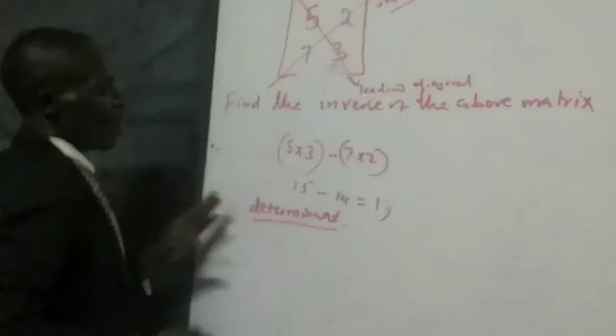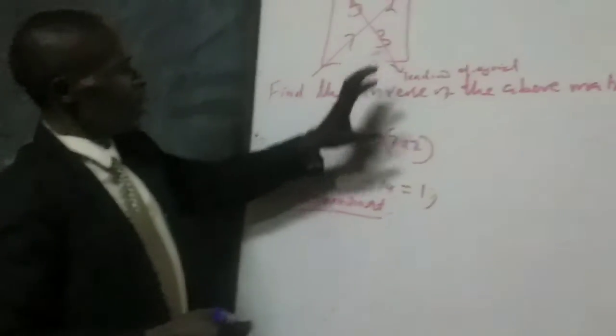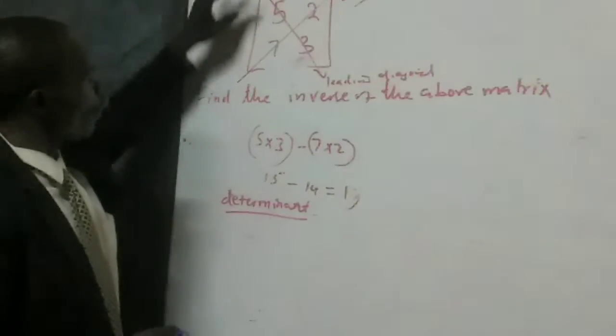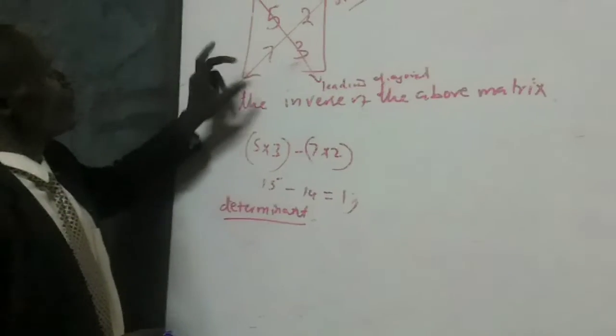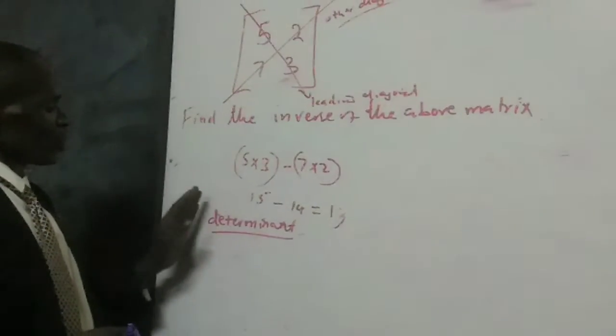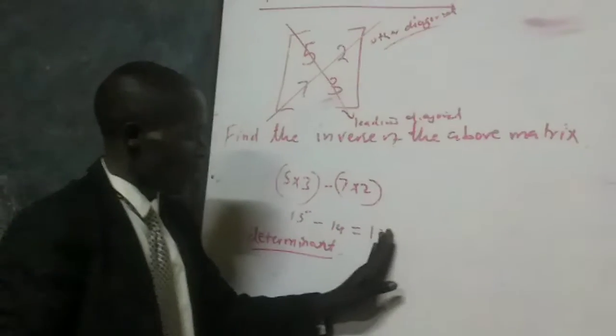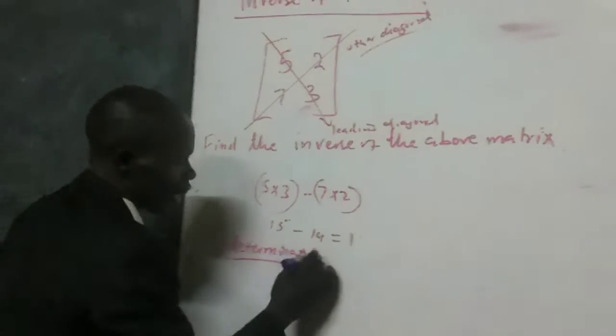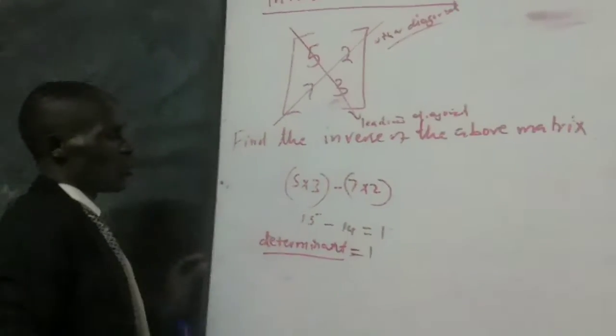So in other words, before we get the inverse of a matrix, we must first get the determinant of that matrix. So the determinant is the product of elements in the leading diagonal, take away the product of elements in the other diagonal. And that gives us what is called the determinant. So the determinant of this matrix is 1.